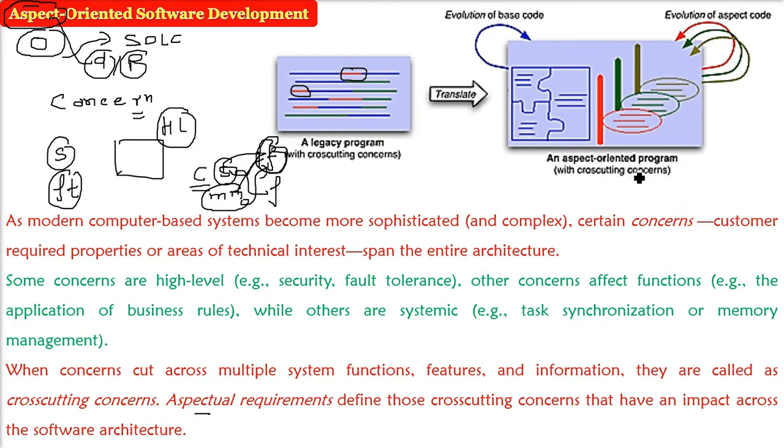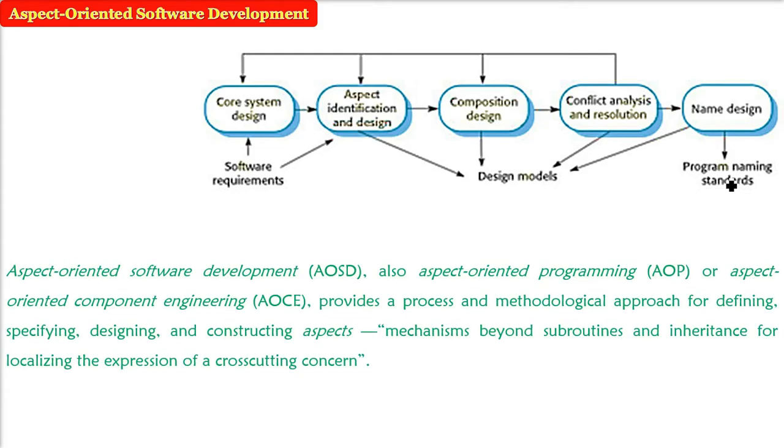But in an aspect-oriented program, we always evolve the base code, but here the evolution of aspect will be there, because these are different aspects: high-level aspects, functional aspects, systematic aspects. So these circles have some intersection points. So aspect-oriented software development, aspect-oriented programming, aspect-oriented component engineering, AOCE, they all are the same. The names are changed, but they all are saying one thing.